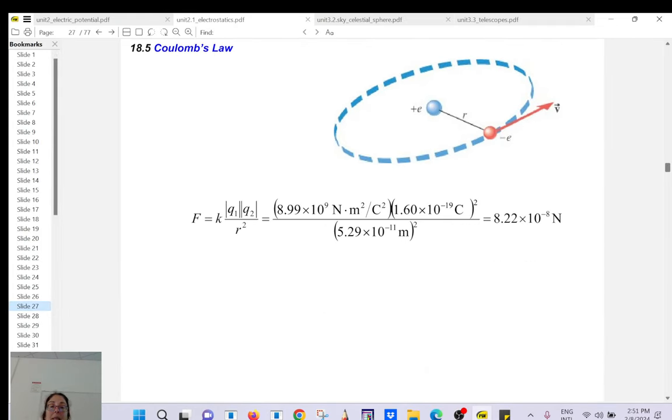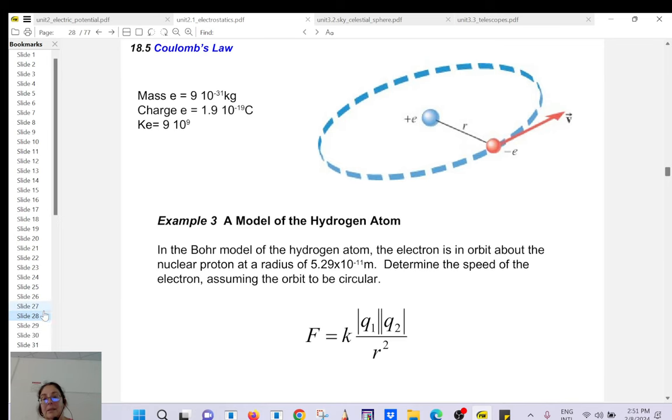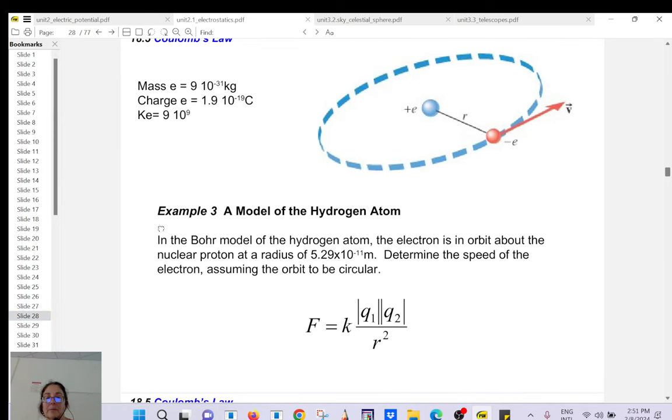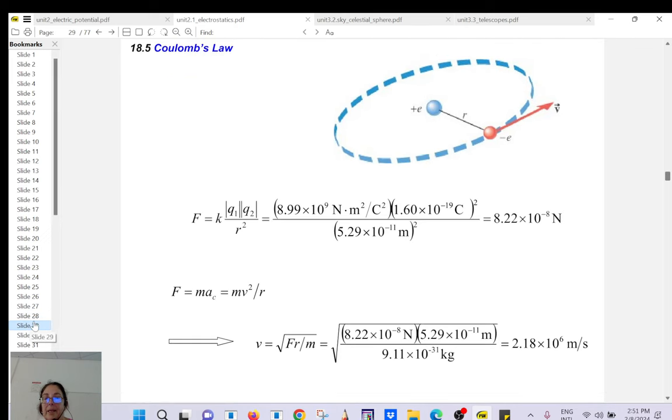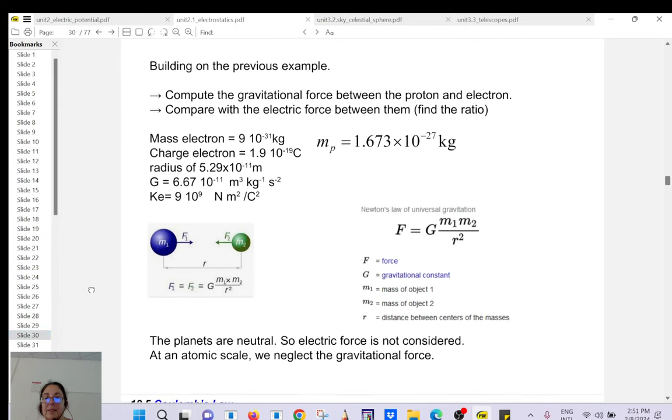So you see, 9 times 10 to the 9. Q1 is 1.6 times 10 to the negative 19. Q2 is the same charge, so that's why you have a square over the distance squared, and you should get something like this. And again, this is an approximation. I'm going to skip that.